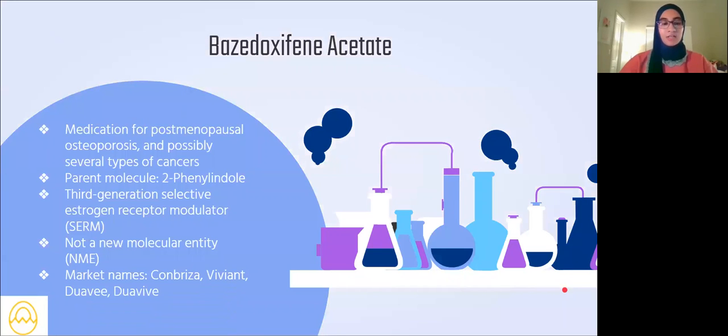This brings us to the drug in question, Bazedoxifene acetate. Its active ingredient is bazedoxifene, which is an organic compound. Its parent molecule is 2-phenylindole, and it is a third-generation selective estrogen receptor modulator. This means that it serves as both an agonist, meaning that it binds to a receptor to produce a response, and an antagonist, meaning that it binds to a receptor to block this response. Whether the drug serves as an agonist or an antagonist depends on the tissue that it is deployed to.